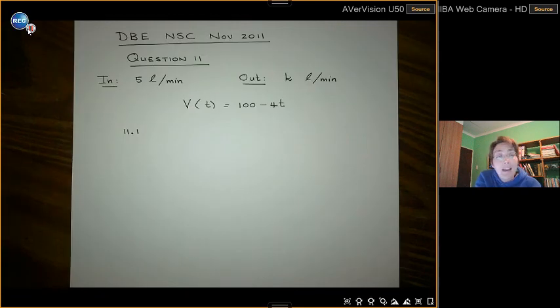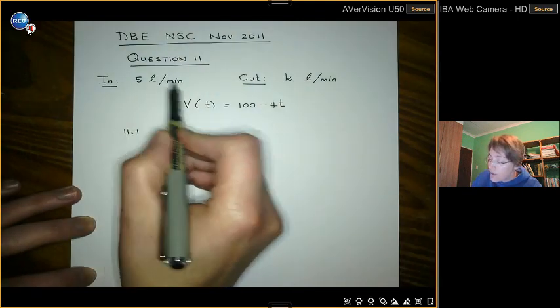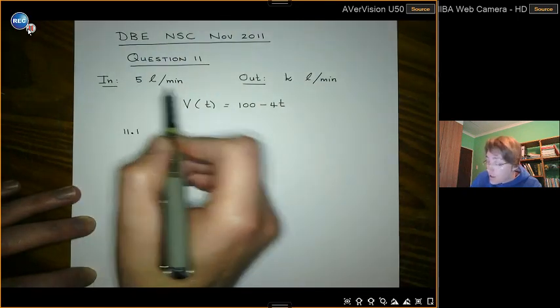Okay, here's the next question in this worksheet. This question comes from the Department of Basic Education in the National Senior Certificate for November 2011, question 11. In question 11 it says, water is flowing into a tank at a rate of 5 liters per minute. So you've got that rate of 5 liters per minute that the water is flowing into the tank.